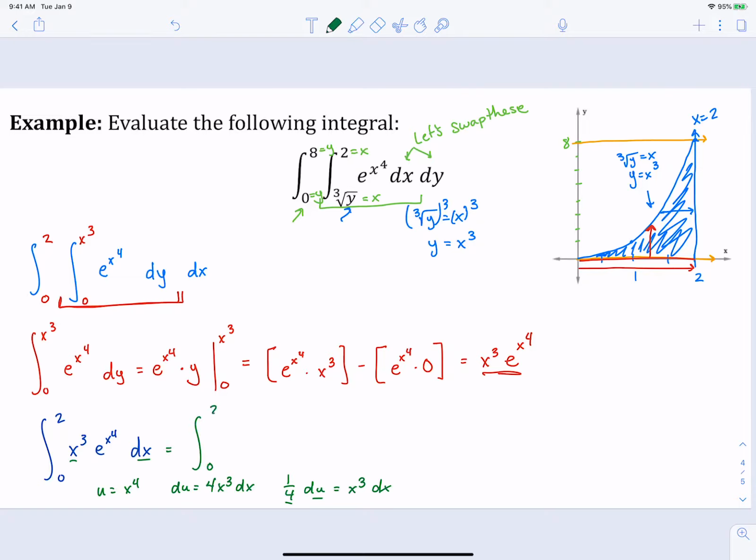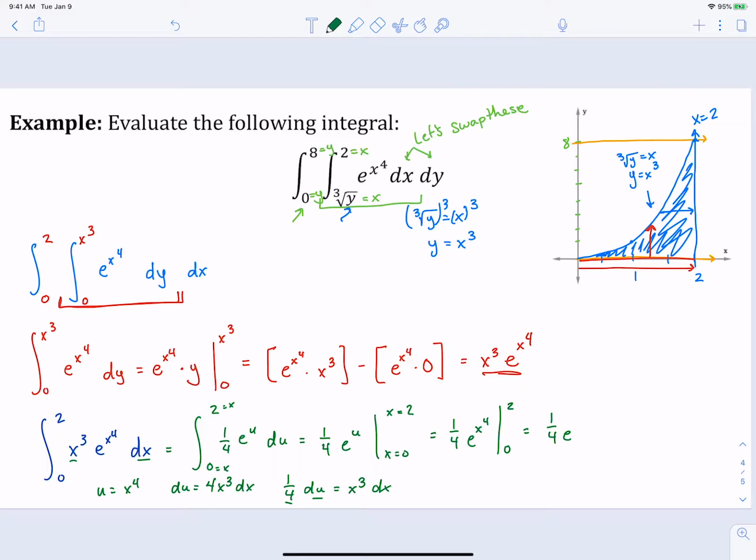So we get the integral from 0 to 2, 1/4. And again, I do a little bit of bad math. I don't change my limits of integration. You totally can. So we get 1/4 e to the u du, which is going to be 1/4 e to the u, again, from x equaling 0 to x equaling 2, or 1/4 e to the x to the fourth from 0 to 2.